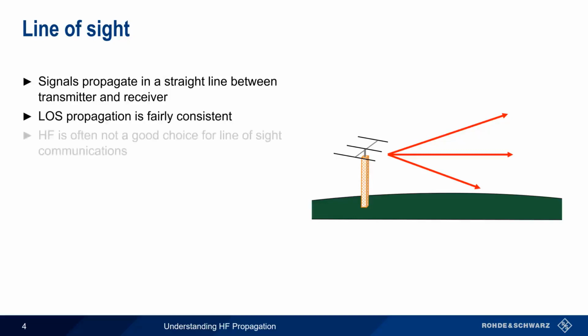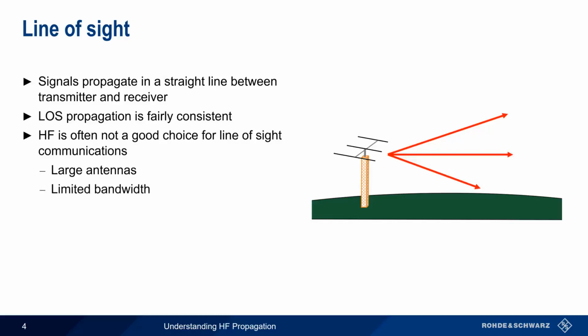That said, HF isn't a very good choice for line-of-sight communications, and it's rarely used for this purpose. Because of the lower frequencies, HF requires large antennas, and bandwidth is also somewhat limited. There also tends to be much more noise at HF compared to higher frequencies. This can be a problem because the limited bandwidth at HF usually means communications are carried out over AM or single sideband, which are much more sensitive to noise than wider bandwidth FM. For these reasons, most line-of-sight communications are carried out at VHF or higher, not at HF.